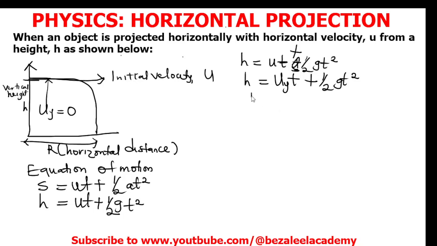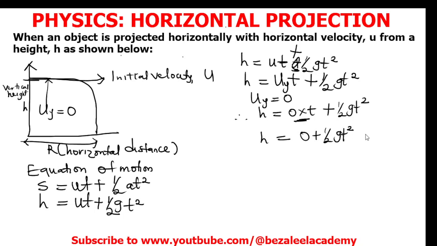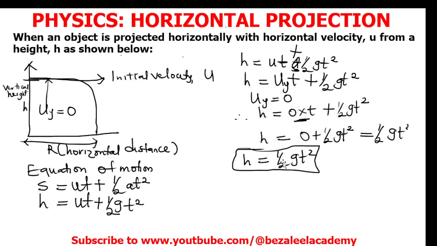So from there, we have discovered that our uy is 0, therefore our h will now be 0 times t plus half gt squared. So this will give us 0 plus half gt squared. Definitely it will now be half gt squared. So as horizontal projection is concerned, this h equals half gt squared. So that's the relationship between h and the acceleration due to gravity plus the t, the time taken from this particular point to this particular point.